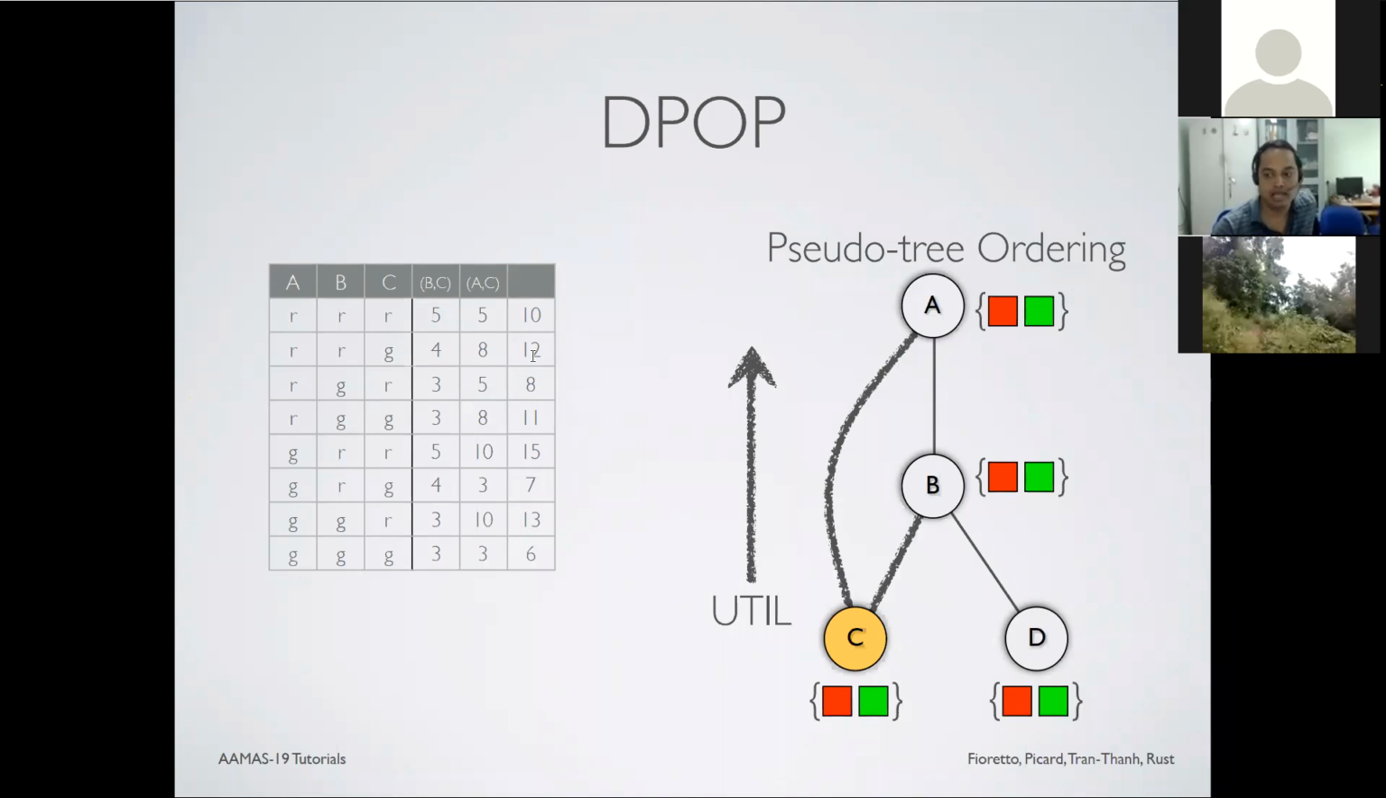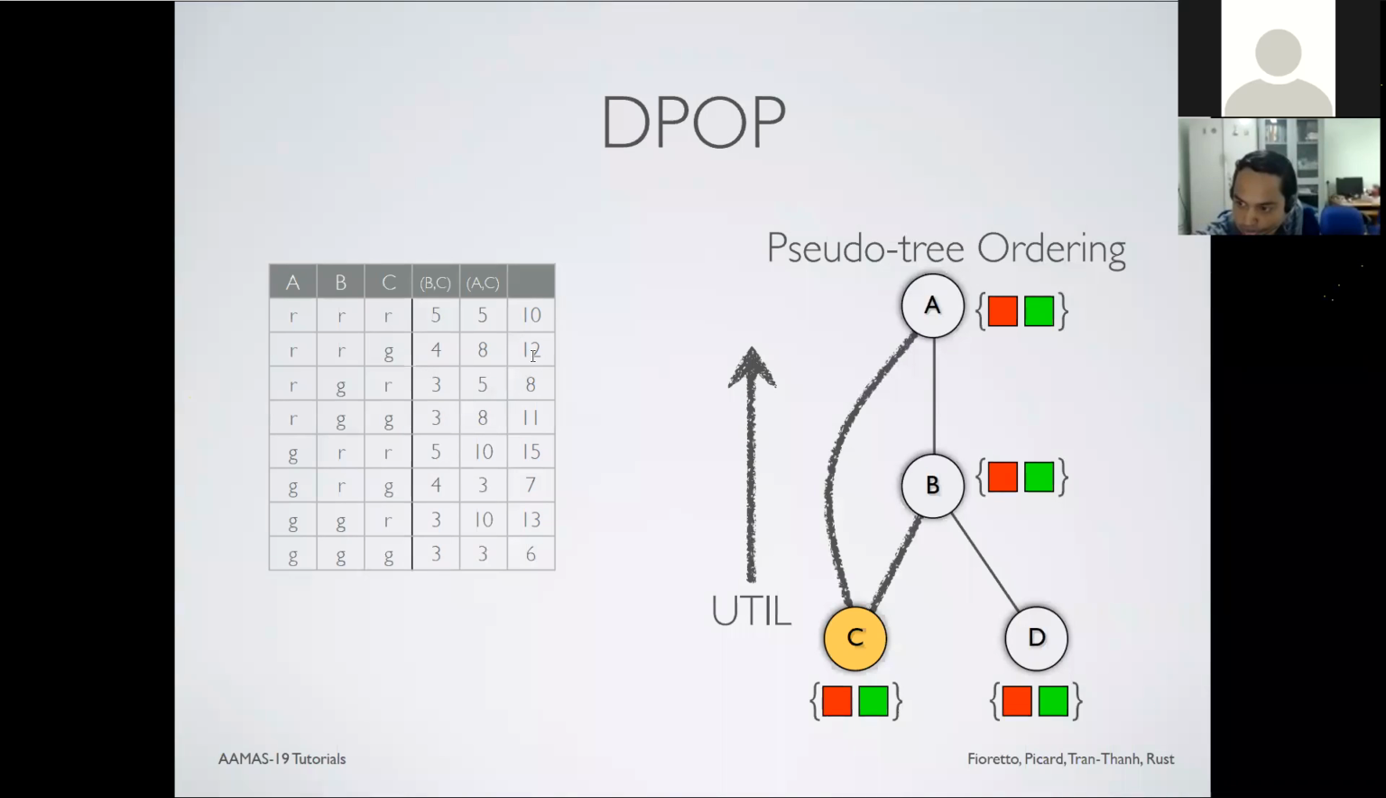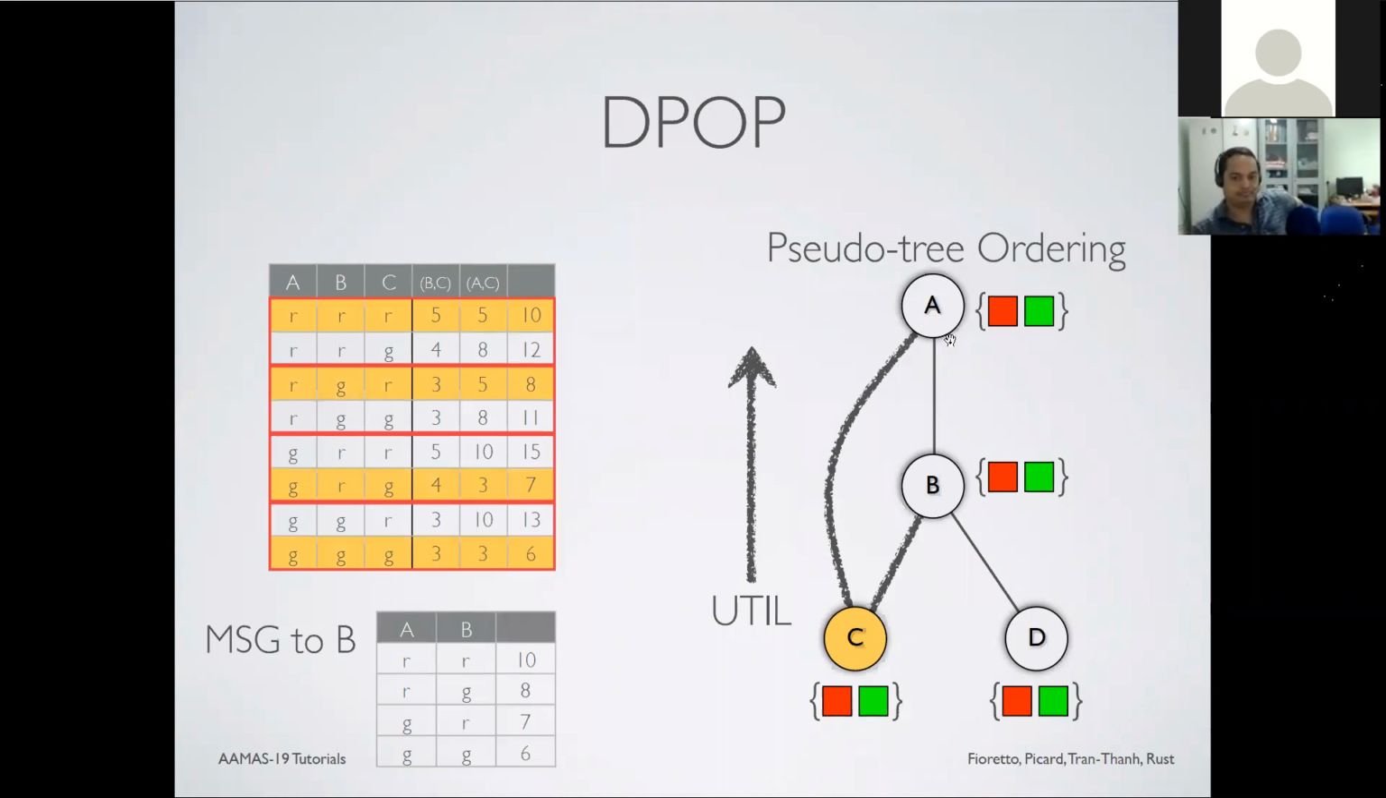Okay. Now for all possible combinations of A and B, we will consider the minimum cost for C. For all possible combinations of A and B, we will try to find out the minimum cost of C. AB can be both red, AB can be both green, AB can be A red, B green, A green, B red.